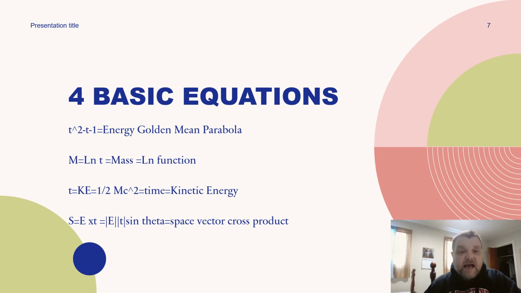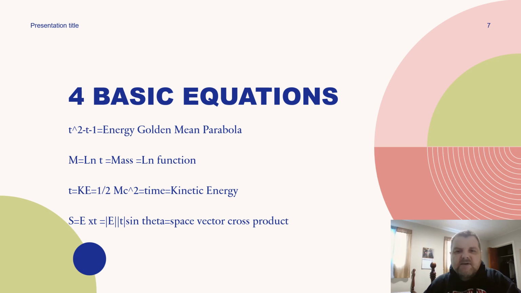Then we have the formula for mass, which is simply equal to the ln of the time, ln t. It's the ln function. And we have time is equal to kinetic energy, which we all know from elementary high school physics, 1/2 mv squared, where m is the mass and v is the speed, sometimes the speed of light squared, which is 300,000 kilometers a second squared. So we have energy, mass, time, and the final formula is space.